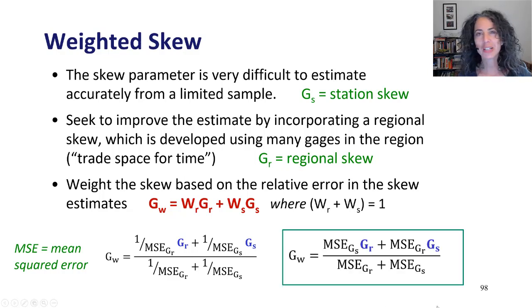Now, we actually have a slightly simpler looking version of the skew weighting equation that comes from simplifying a little bit, but note that in the simpler version of the equation, the mean square error of the station skew is multiplied by the regional skew, right? Because we've gotten rid of the 1 over m, so you have to be a little careful with that.